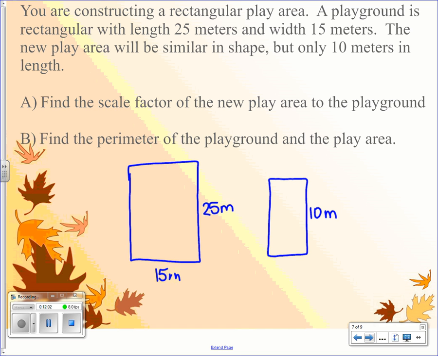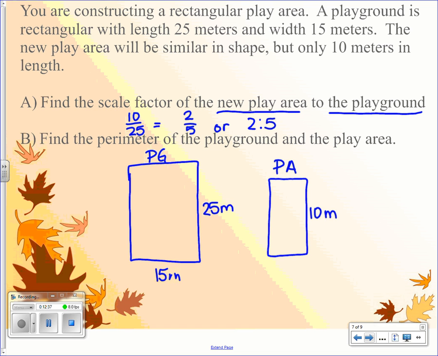And so we're going to take a look at the questions. It says, find the scale factor of the new play area to the playground. Well, this is our play area, our smaller one, and this is our playground, the larger one. So pay close attention to what it's asking for the scale factor. It says new play area to the playground. So play area to playground is 10 over 25, which reduces to 2 over 5.